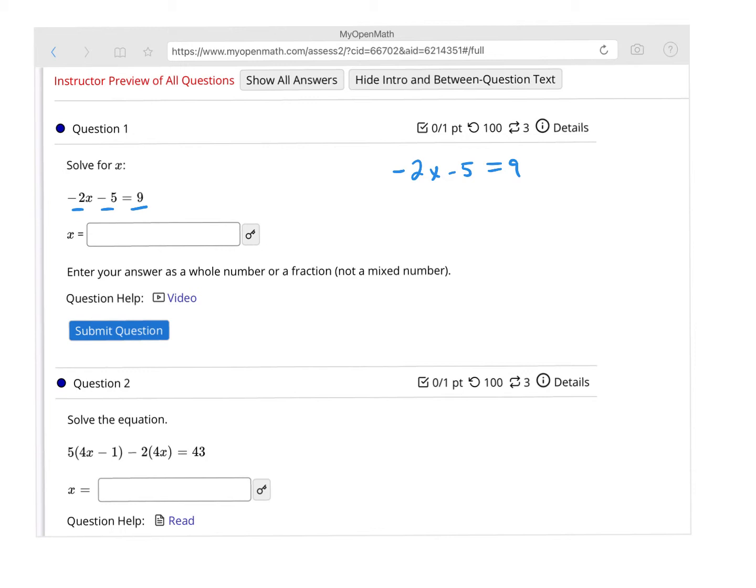I'm going to go ahead and add 5 to both sides. So that will give me negative 2x is equal to 14. Divide by negative 2, divide by negative 2, and that gives me that x is equal to negative 7. Now, all you would do then is go ahead and enter your answer in. I have to enter it a little bit differently, but my answer is going to be negative 7. And then go ahead and hit Submit Question. Now, it tells me that I got it right.